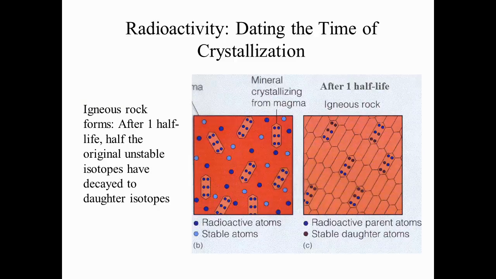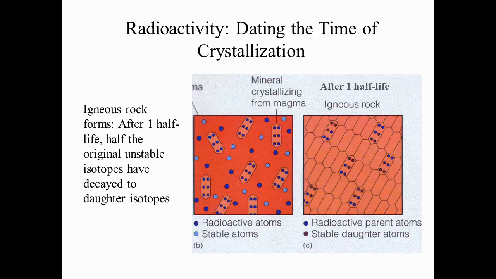Now, over time, eventually the magma will completely crystallize to an igneous rock. And afterwards, as time passes, the radioactive atoms that were initially incorporated into those early crystals will then undergo radioactive decay to daughter isotopes. So that after one half-life, notice that within these crystals, half of the original radioactive parent has decayed to stable daughter isotopes. Does everybody see this? Okay.